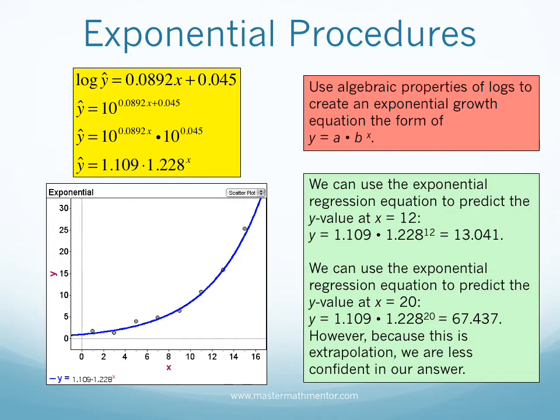When we graph this equation, we see that our graph goes through or close to most points in our original data. It isn't perfect, but few situations are. Finally, we can use the formula to predict the y value at x equals 12. We get 13.041. We can also predict the value at x equals 20 and get 67.437, but realize that extrapolation is dangerous, especially when the growth is so fast as happens in exponential models.